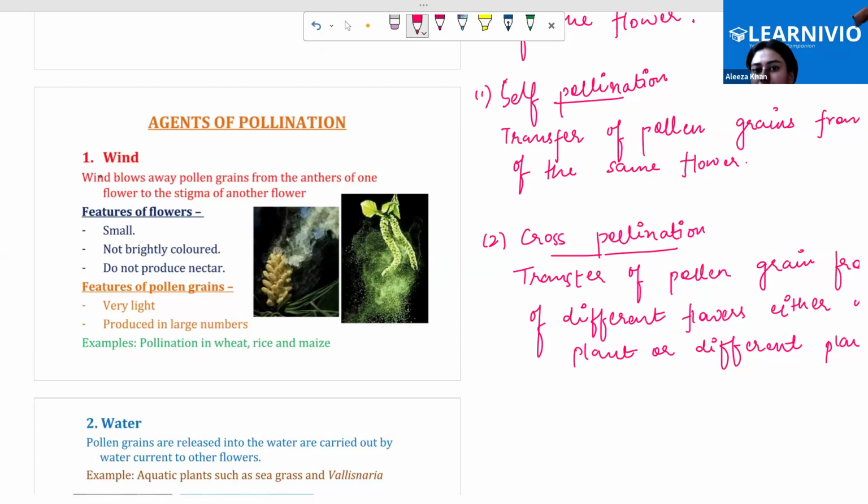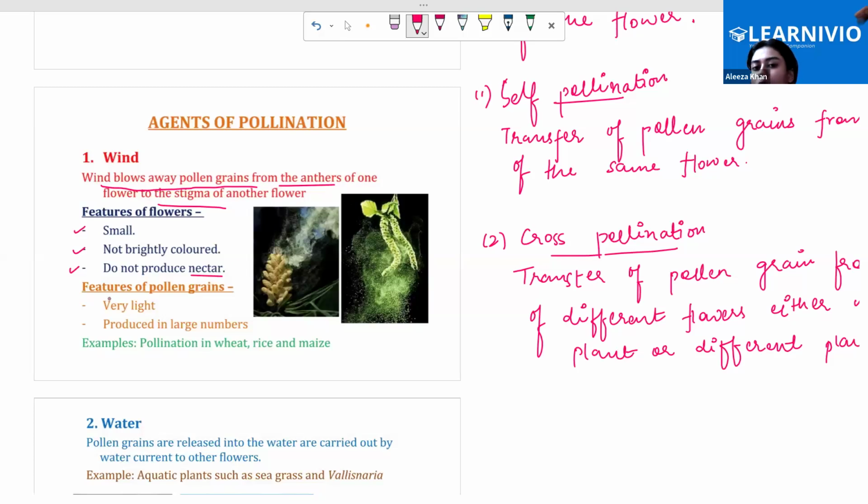So the first agent is the wind. When the wind blows, it will take away the pollen grains from the anther to the stigma. And what could be the qualities of the flower? They should be small, not brightly colored because they need not attract any insect, and they do not produce nectar. Nectar is another such thing that can attract the insects. So wind doesn't require it.